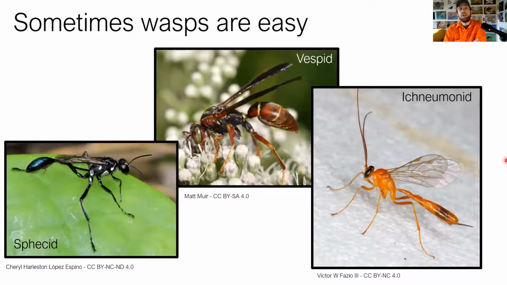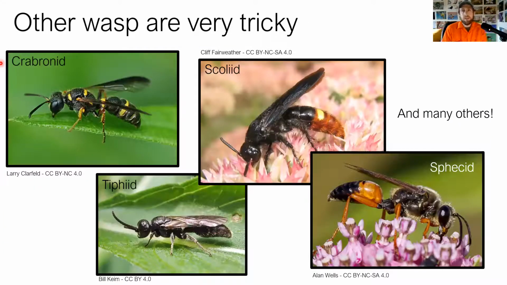So some wasps are very definitively not bees. These ones all have the super narrowed waist here and here, and especially in this one. So I don't think anyone would mistake these wasps for bees in these different wasp families. However, there are other wasps that are much trickier. In these four families, Crabronids, Scoliids, Tiphiids, and Sphecids, they can look very bee-like. And not surprisingly, these are the group in the phylogeny that are closely related to bees.